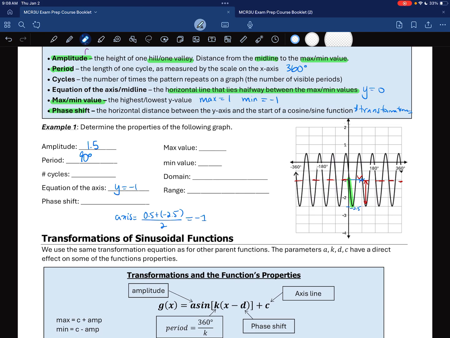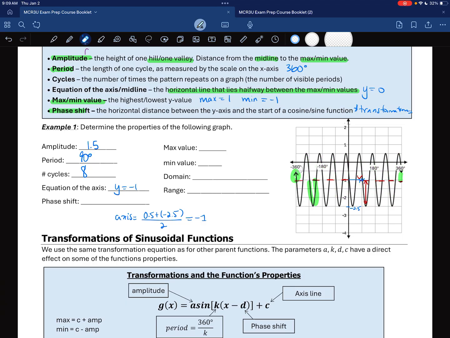Now we're looking for the number of cycles that are visible. So I'm just going to highlight. So we've got 1 cycle, 2, 3, 4, 5, 6, 7, and almost 8. We have this little piece here, so that would be 8 cycles.